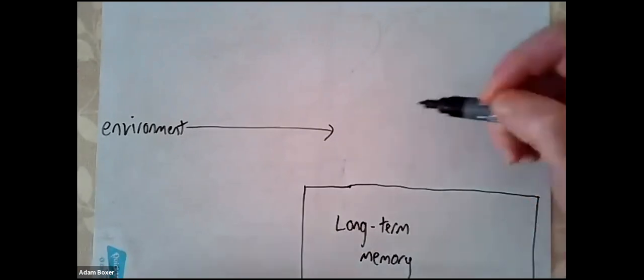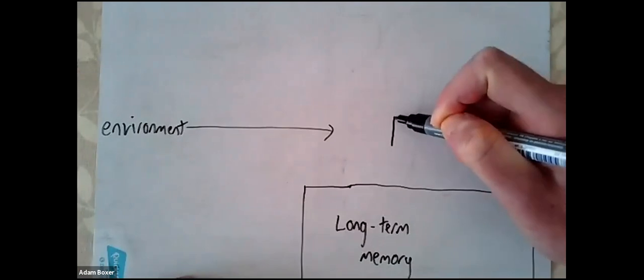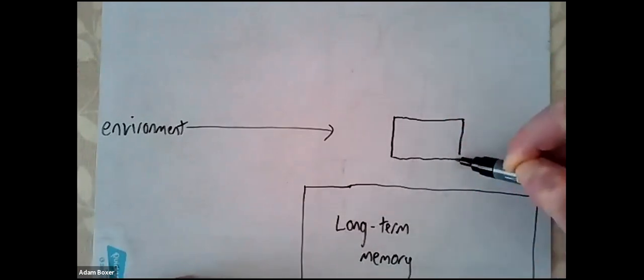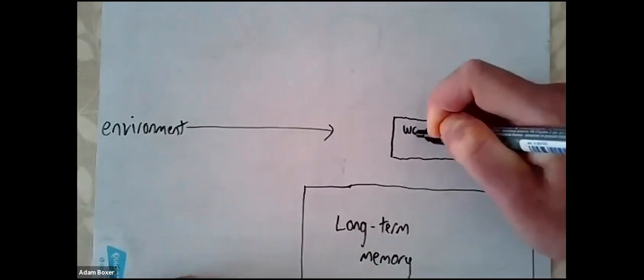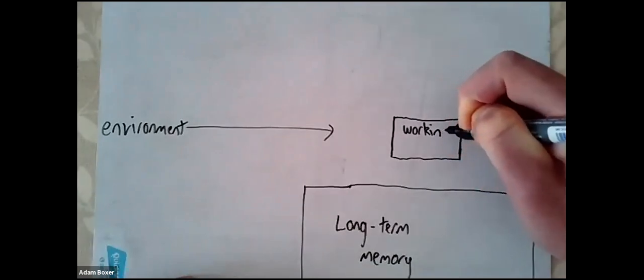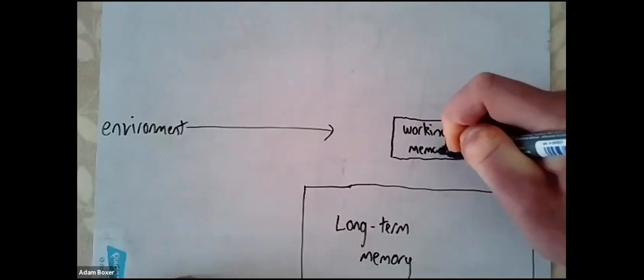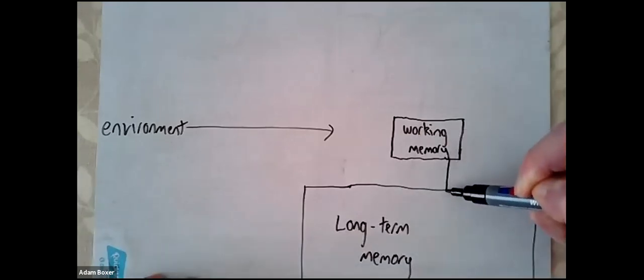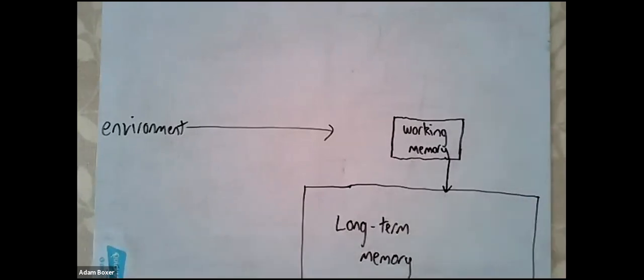But in order for it to get into the long-term memory, it needs first to go through this thing, which is called the working memory. And again, many of you will be familiar with this. That's absolutely fine. The working memory is the bit of your brain that does the thinking, it does the processing. Whenever information comes in, first it goes into the working memory. And from there, it goes down, hopefully, into the long-term memory.